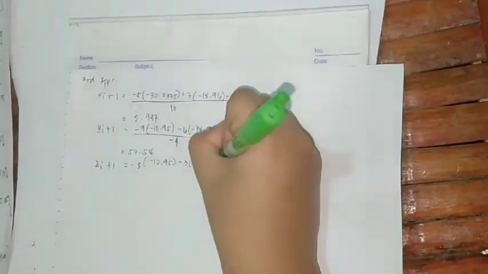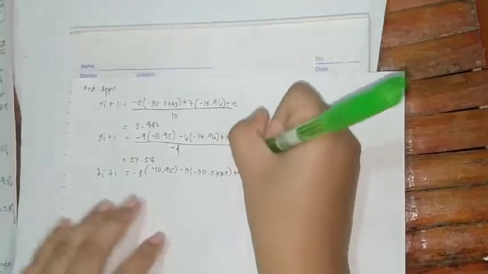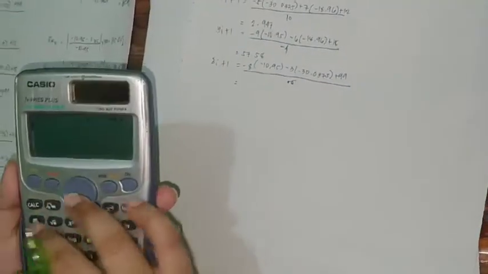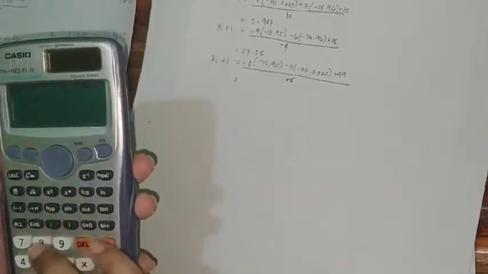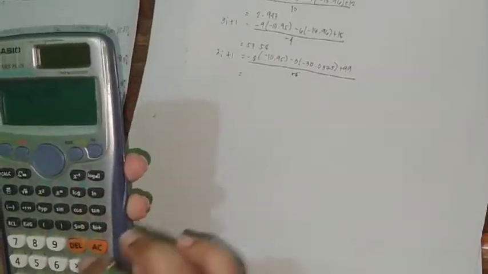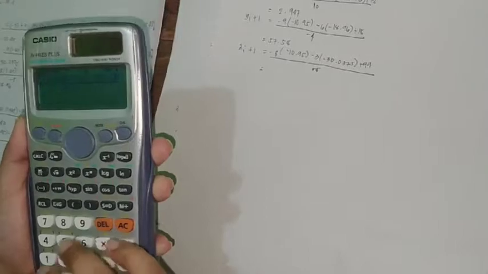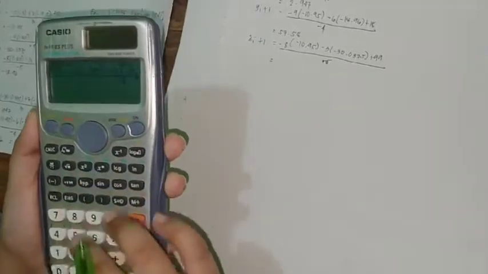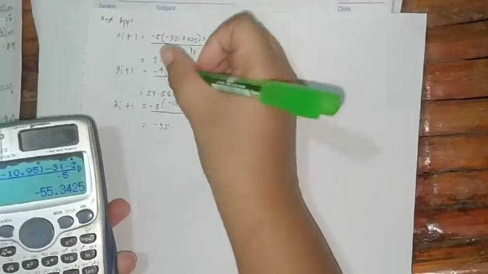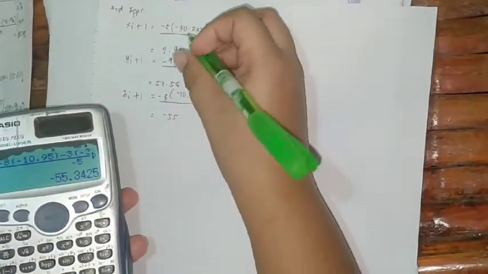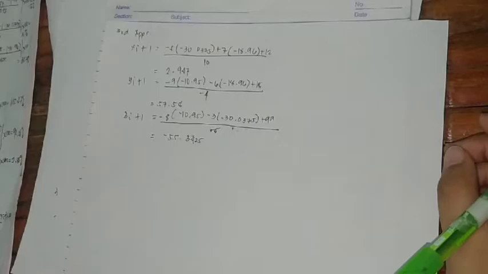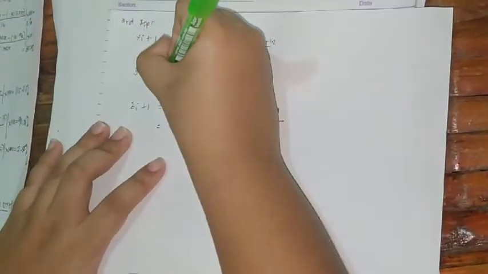Now for the z sub i+1, we have negative 8x, which is negative 10.95, minus 3y, which is negative 30.0375, plus 99, divided by negative 5. So we have negative 8 times negative 10.95 minus 3 times negative 30.0375 plus 99, divided by negative 5. So we have negative 55.3425.